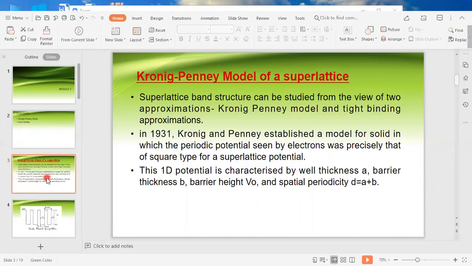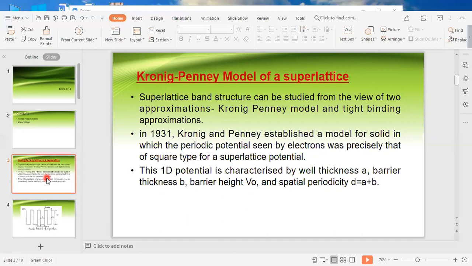Now, when we consider a superlattice, we can study the band structure from the point of view of two approximations. One is the Kronig-Penney model, the other is the tight binding approximation. So before that, we are considering the superlattice to be a crystal lattice and the quantum wells inside it to be atomic potentials in a crystal.